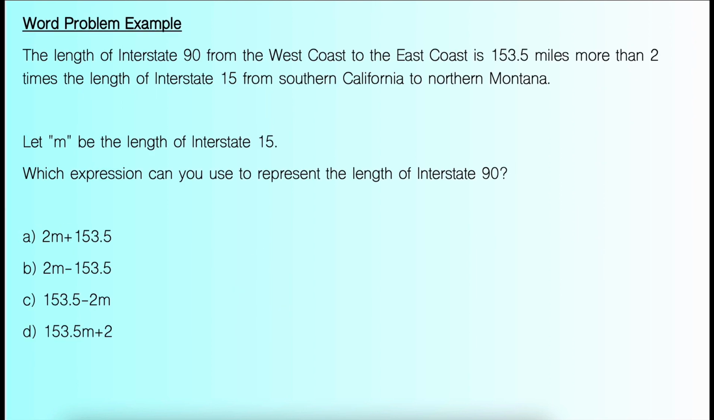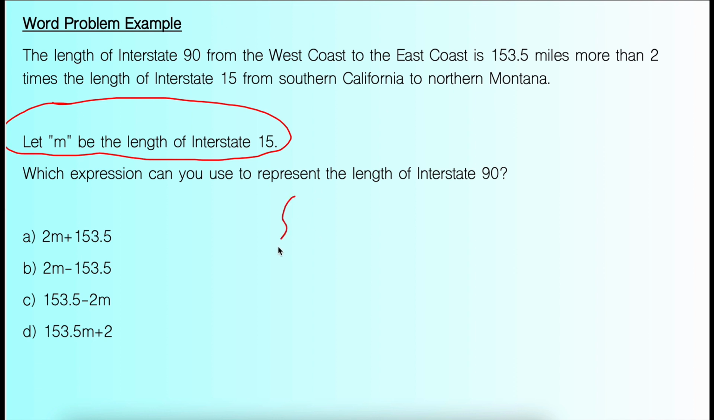All right, for this word problem example, it says the length of Interstate 90 from the west coast to the east coast is 153.5 miles more than 2 times the length of a different interstate, Interstate 15, which runs from California to Montana. And we're also told one other piece of information. It says let m, the variable m, represent the length of Interstate 15. So here's how we're going to approach this problem.